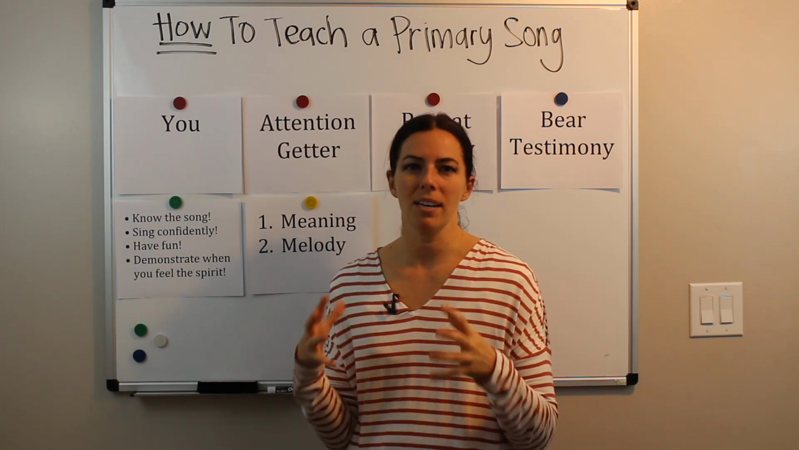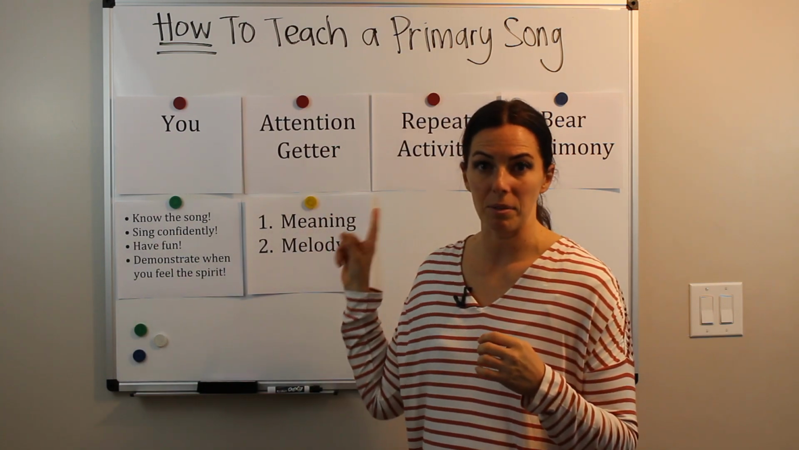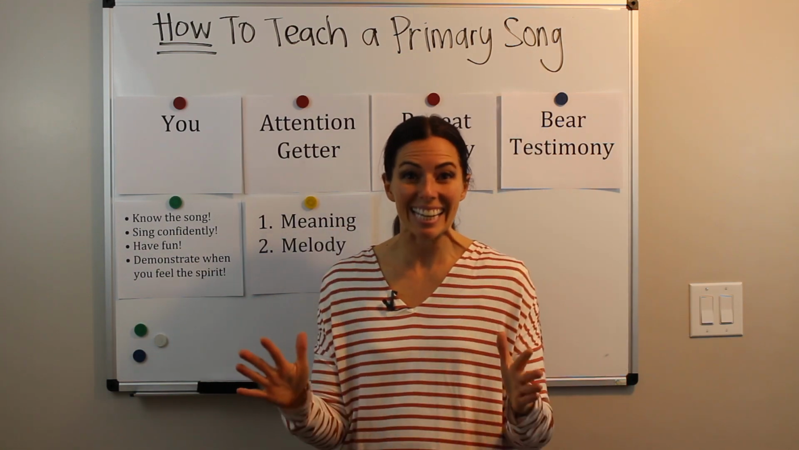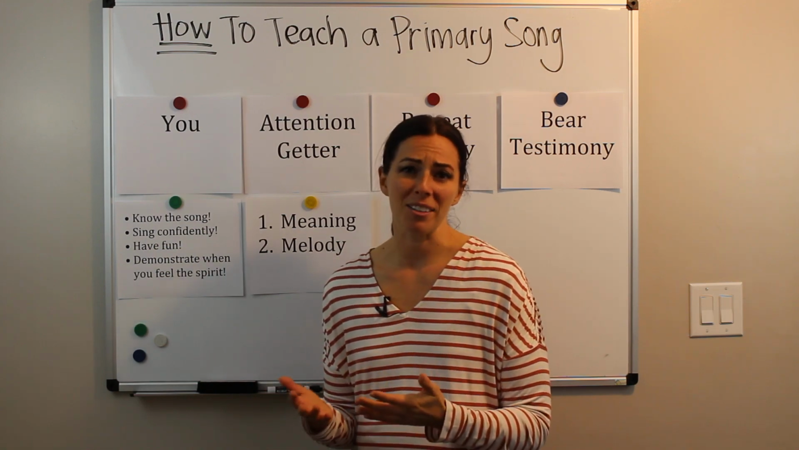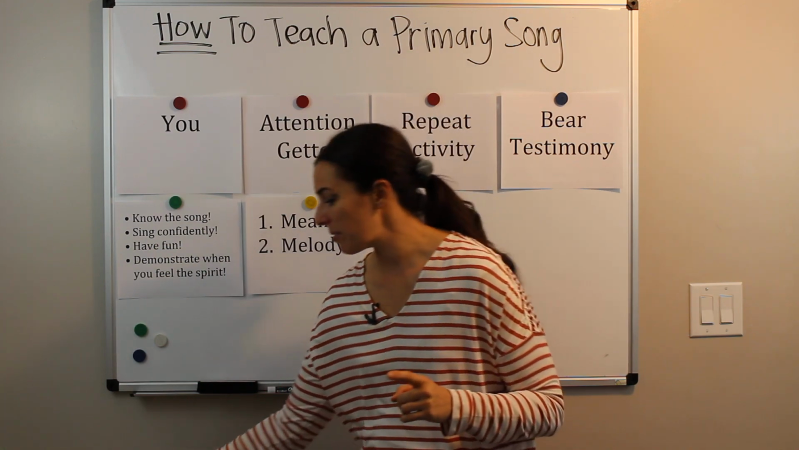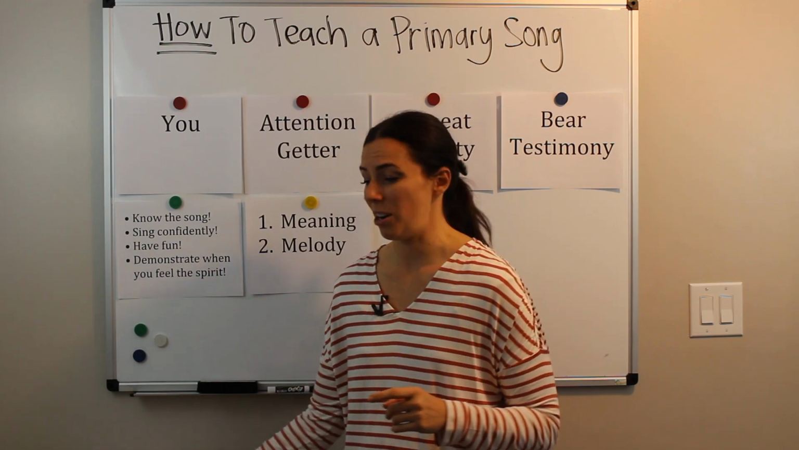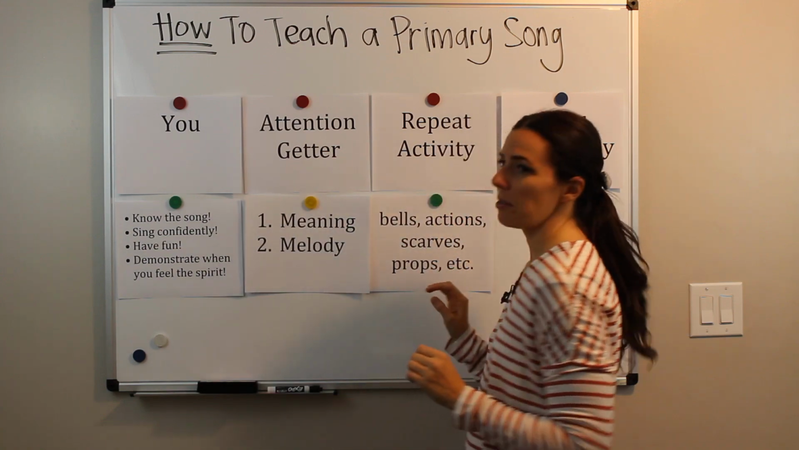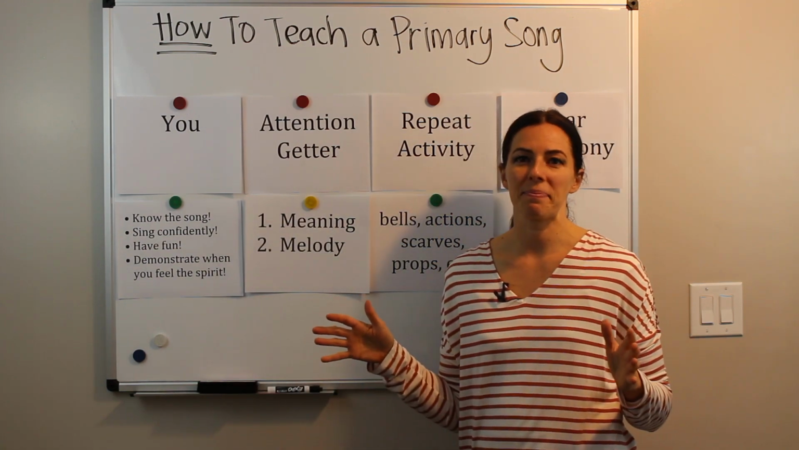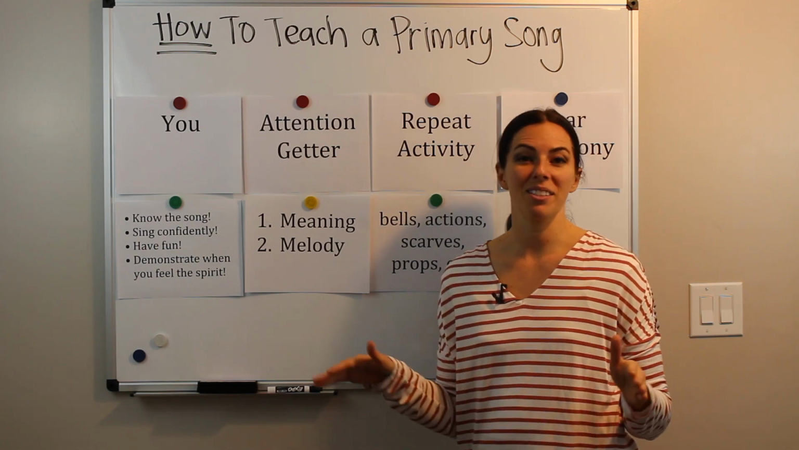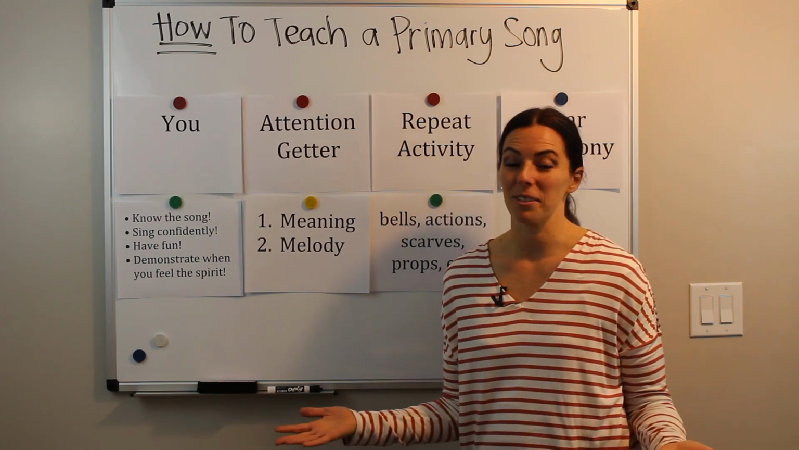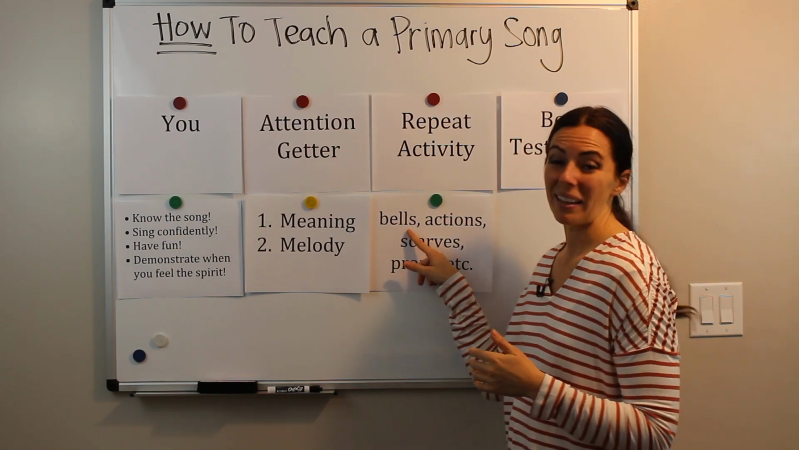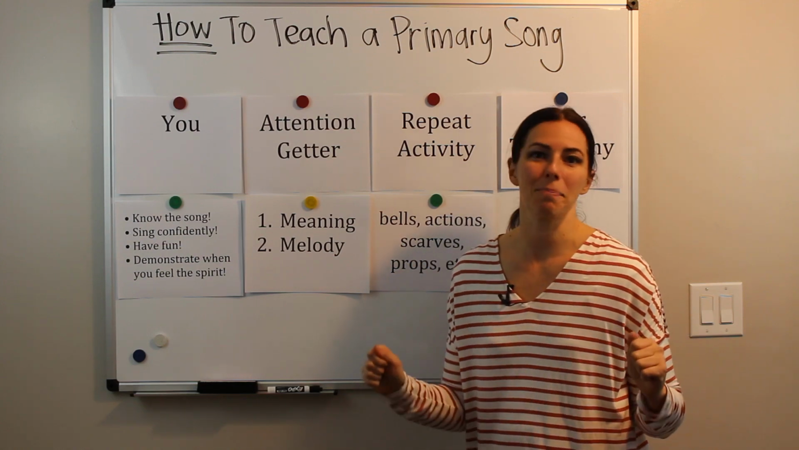I think the meat of our lesson needs to be in the repeat activity, and this is where kids are singing. They're singing and singing and singing. That's where the most fun is going to be. But if you don't have a good repeat activity, they're going to be bored and you're going to lose them. So you want a repeat activity, something that gets them singing the same song over and over again, maybe for 10, 15 minutes without them realizing it. So that's really why I like bells. Everyone wants a turn with those bells.